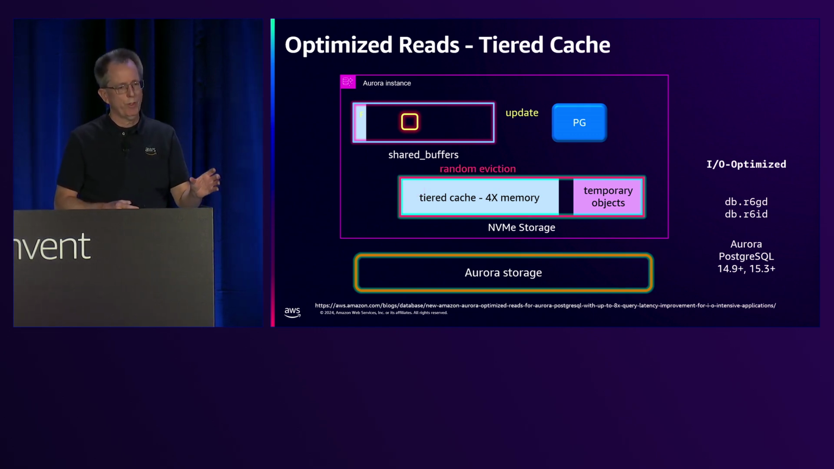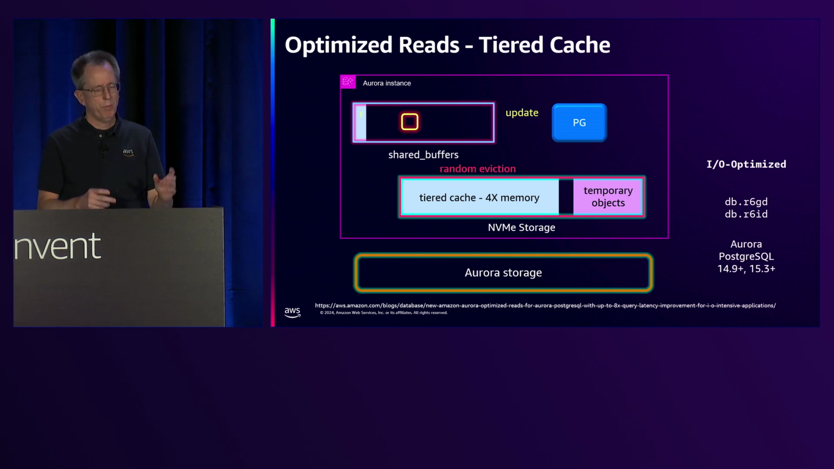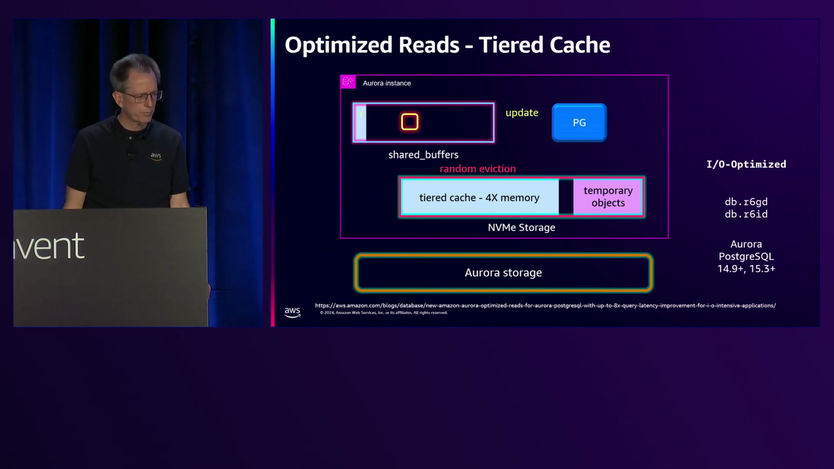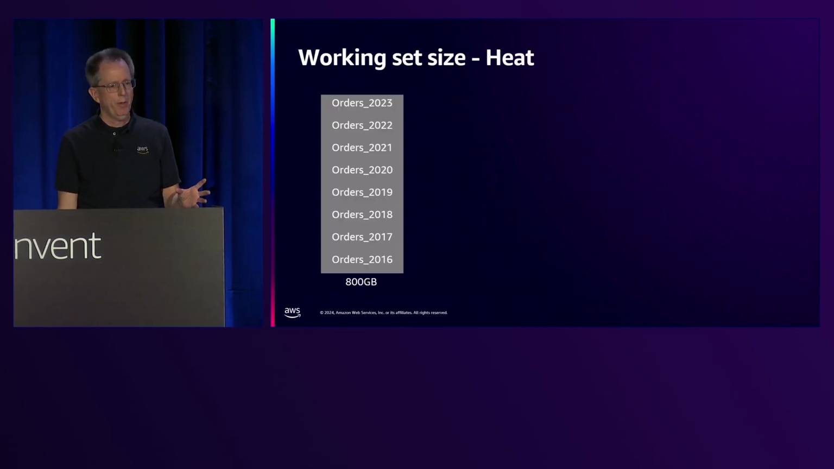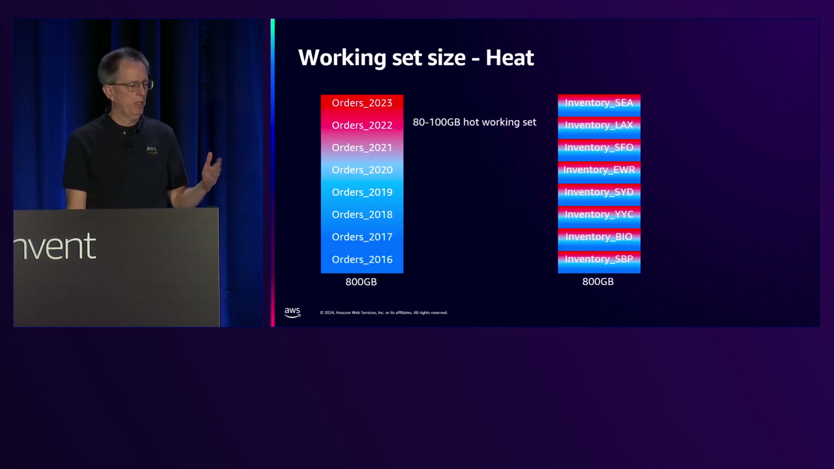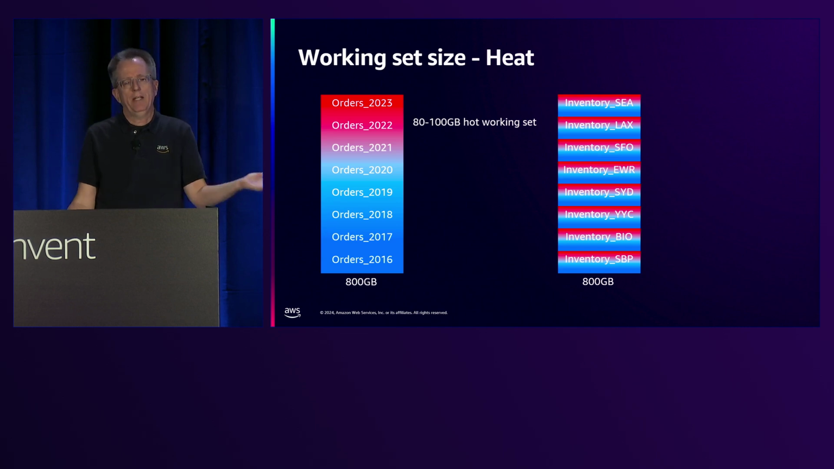I will say at the moment we use random eviction, so this works best if the working set size of your data fits in the tiered cache. We are going to work on other eviction strategies, but we haven't got there yet. So when you think about heat, you want to think about working set size. So if you have this table, it's got a whole bunch of orders from all different kinds of years. It's 800 gig, but probably only like the last couple years are frequently used, right? So maybe the working set size is 80 to 100 gig.